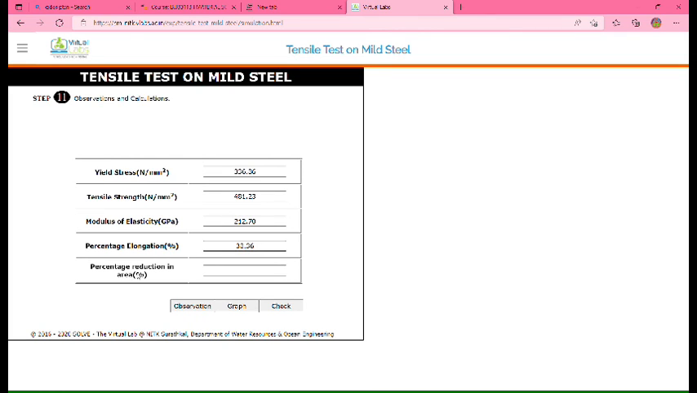And for the percentage reduction in area, we use original area minus final area at neck divided by original area times 100, and we got 50.91 percentage.